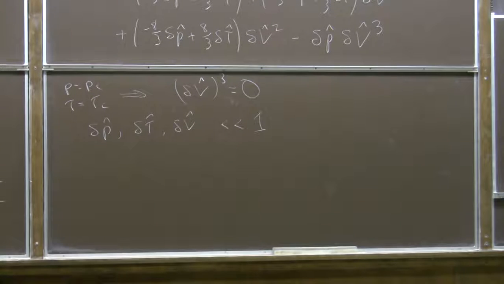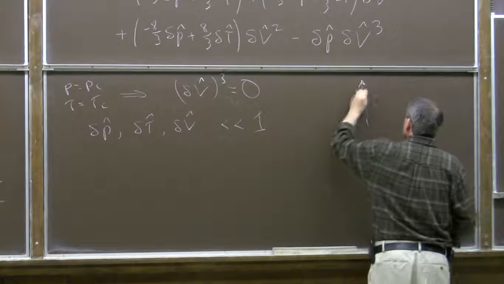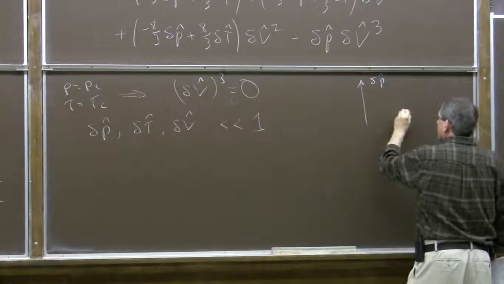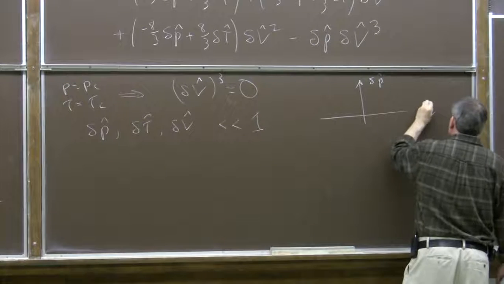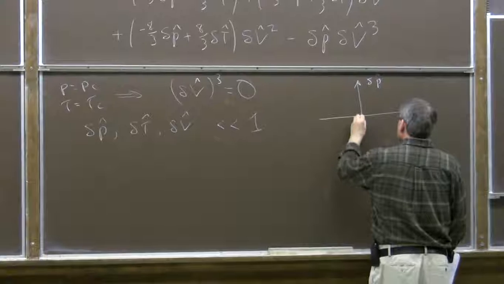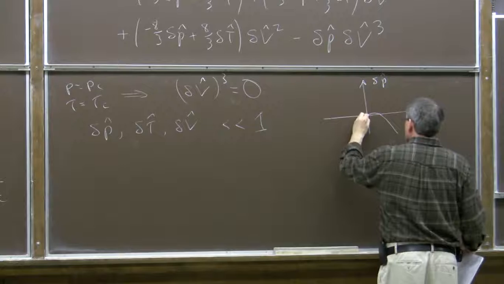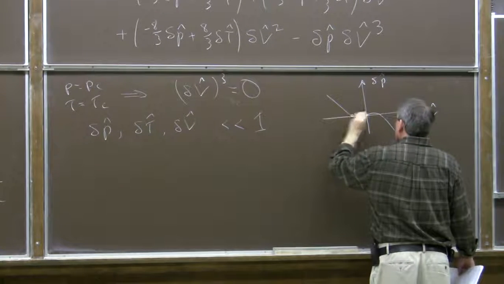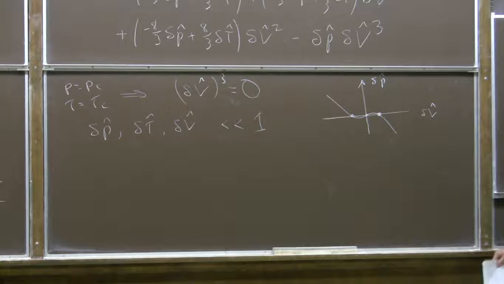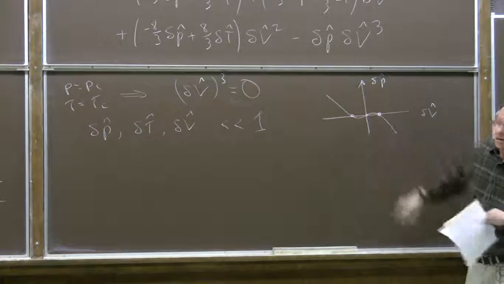So now, if you come back to this picture, maybe I'll redraw it in terms of delta P hat and delta V hat. The temperature is just a little bit below the critical temperature. That means there are 3 roots. It looks something like that. And now we want to adjust delta P hat so that we're doing an equal area construction.